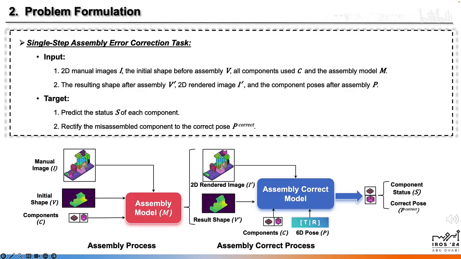We define this task in 2 parts. First is the normal assembly process, where inputs include the assembly manual diagram, the initial shape, the result of the previous step, and the components for the current step. The goal is to assemble these components onto the initial shape, ensuring the result matches the manual diagram. The second part is the assembly correction process, where inputs include the resulting shape after assembly, a 2D rendering, the components used, and their 6D pose data. The model must identify whether each component is correctly assembled and provide the correct 6D pose for any misassembled parts.